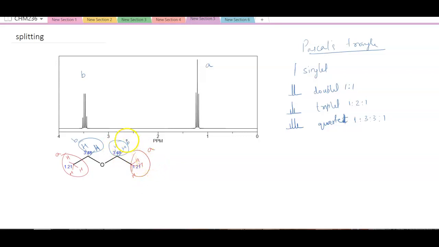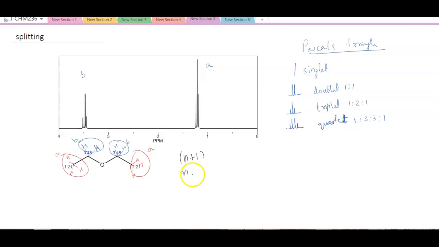Now, the rule we will be using for analyzing how many splits will happen is n plus 1, where n is the number of neighbors that the chemically equivalent protons have. Okay, so we will use the n plus 1 rule. Let me go back and use my black pen. So it is the n plus 1 rule, where n is the number of neighboring protons.